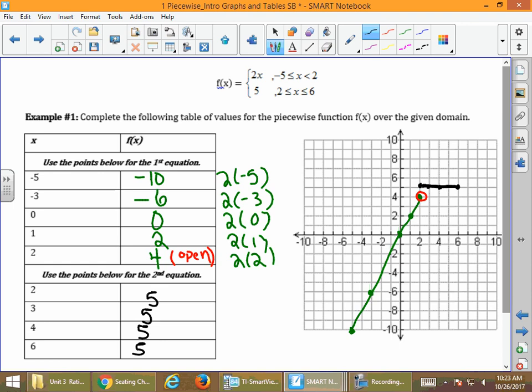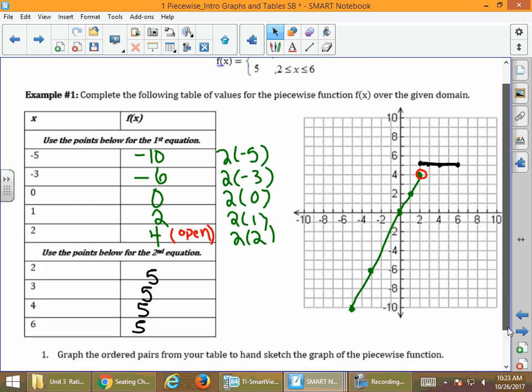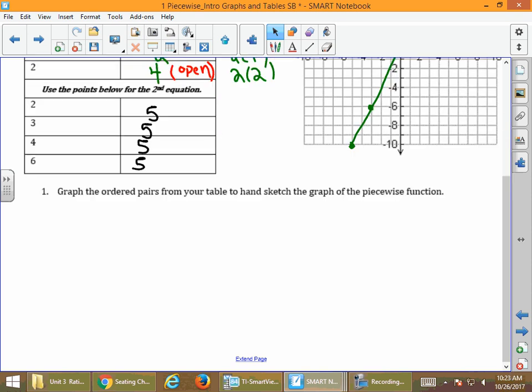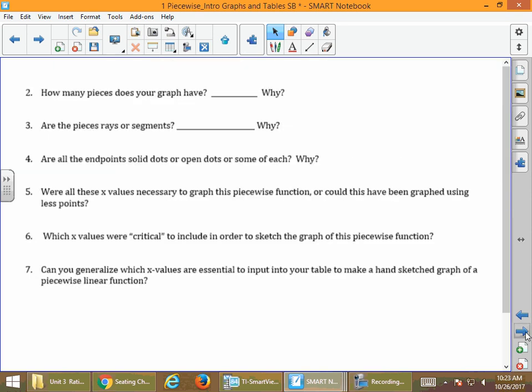And the answer is no, because it says 2 is less than or equal to x is less than or equal to 6. Both at 2 and at 6, we've got an equal sign. We do not need to put in any open circles. And now we've got our picture. 2 pieces. So there's part A here. We've got a couple more questions to answer.